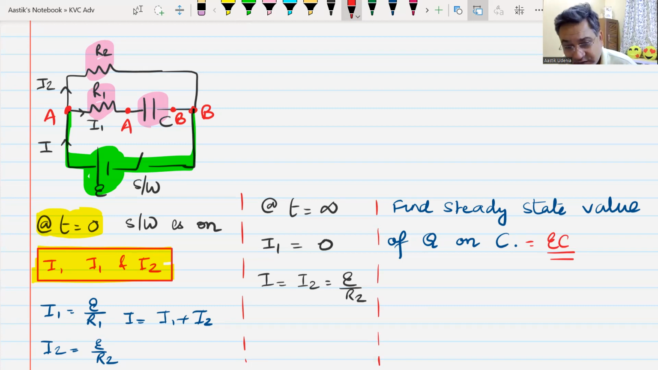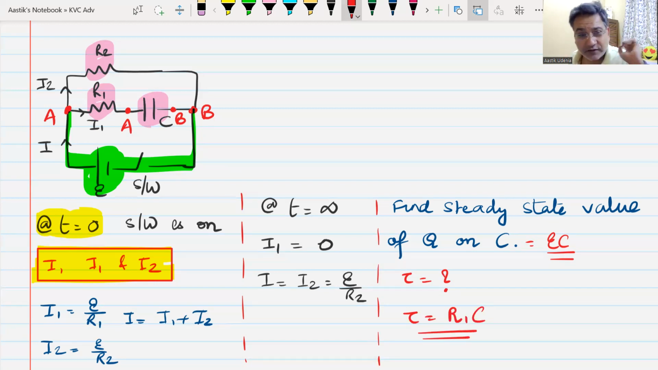The last question, the most difficult question that can be asked, is what is the time constant of this circuit? What is the tau of this circuit? Tau of this circuit is very simple because the upper resistance R2 is not doing anything in the circuit. The capacitor is simply getting charged by the resistor R1. The resistor R2 is present or not, that does not make any difference. So the time constant of this circuit is simply equal to R1 into C. Do we understand this? Yes, sir.